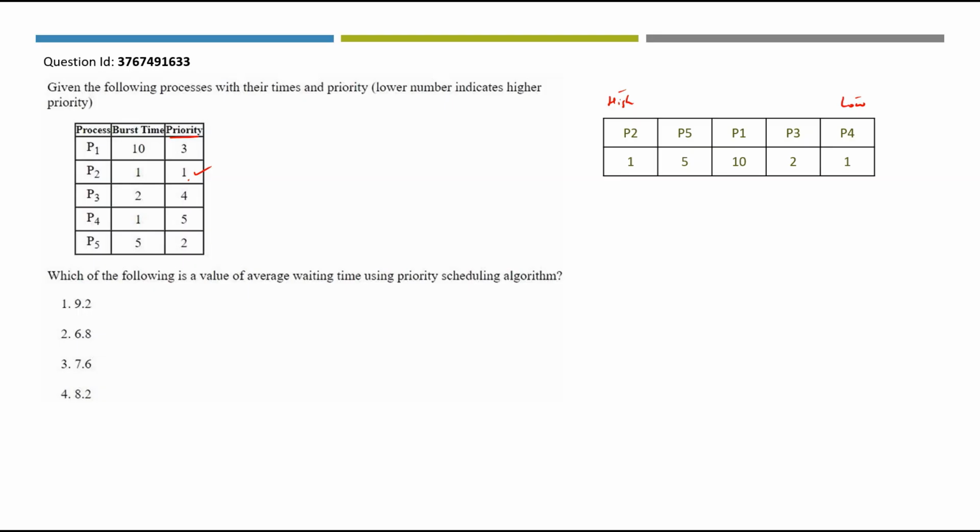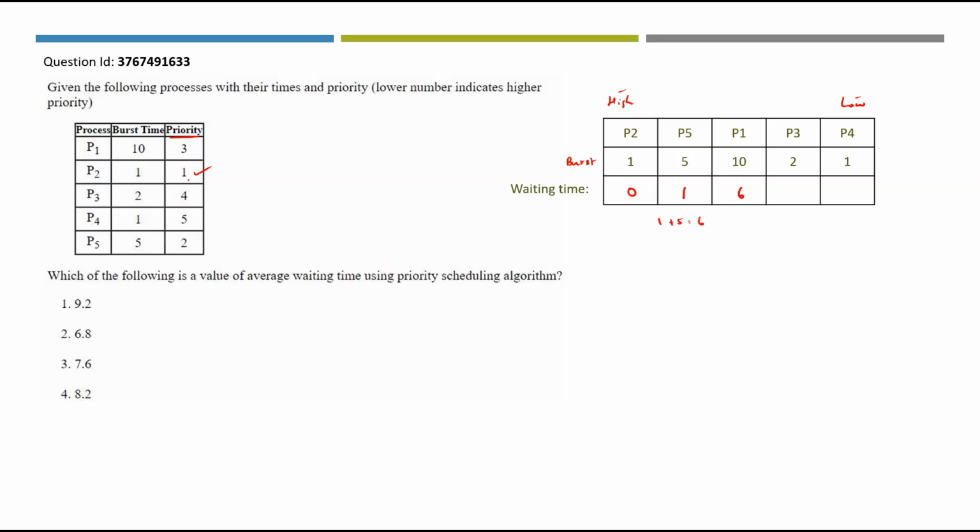What is the waiting time of P2? When P2 enters, it automatically gets executed. So the waiting time will be 0. What about P5? P2 has a burst time of 1. After P2, P5 will start executing. So it has to wait for 1 unit of time. What about P1? P2 has a burst time of 1 and P5 has a burst time of 5. 1 plus 5 is equal to 6. So it has to wait for 6 units.